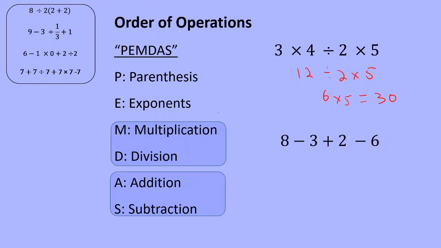Same thing goes for addition and subtraction. I've got addition and subtraction all at the same level here. I'm going to go left to right. 8 minus 3 is 5. Left to right again, 5 plus 2 is 7. And get our final answer at 1.